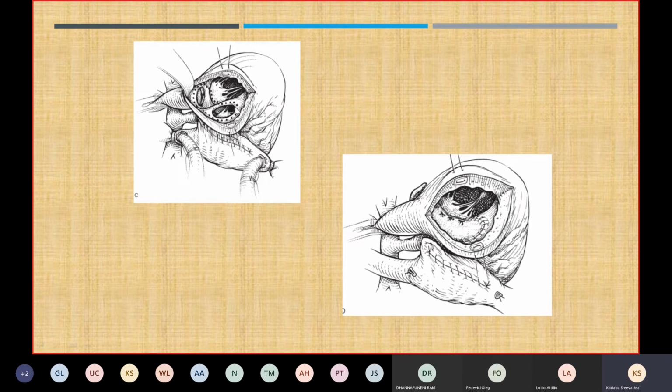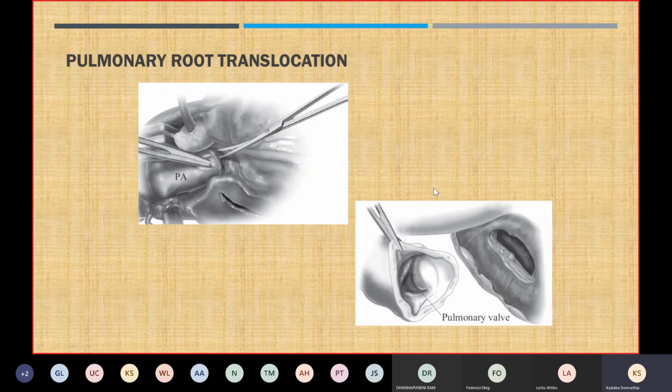We can use a large, generous baffle kind of patch, not a straight patch. Usually the patch is harvested from a conduit, where more than 3/4 of the circumference of the conduit is used to create a large baffle that will allow an unobstructed pathway from the ventricle to the aorta. And then once the baffle is created, it can be closed routinely, or a Rastelli can be done.